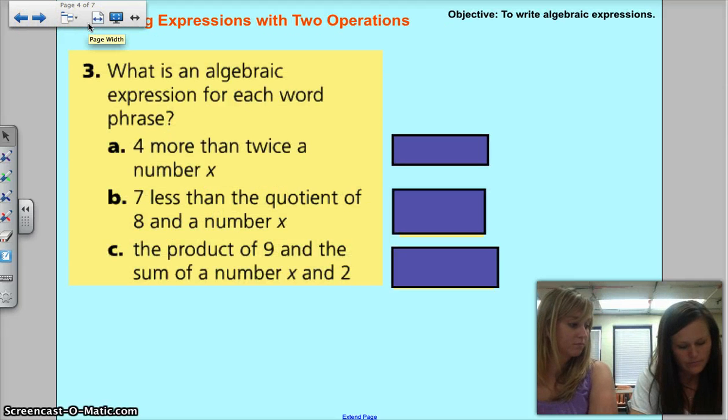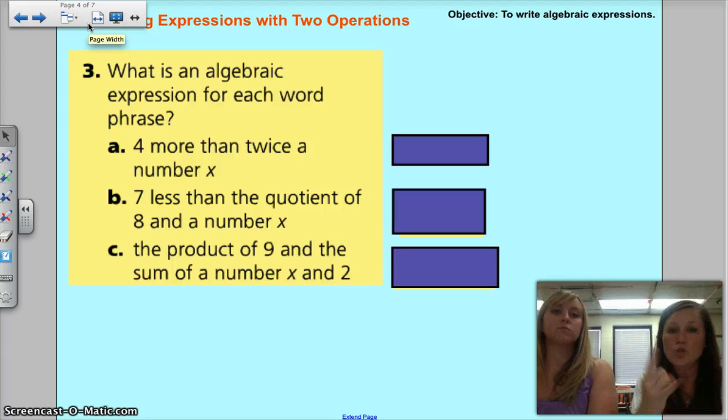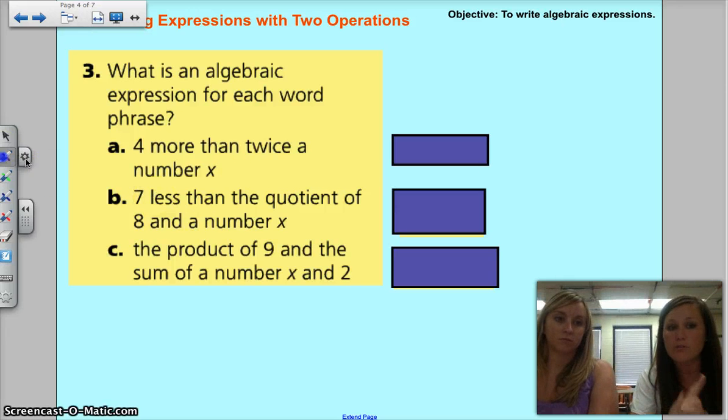Bottom of your page. Remember to turn the page after A. Number 3, what is an algebraic expression for each word phrase? This time we're going to use 2 operations. We're going to add and multiply. We may subtract and divide. We're going to look for lots of keywords.